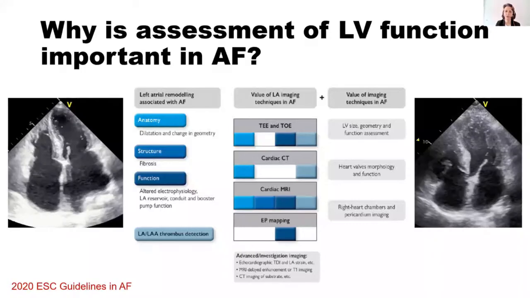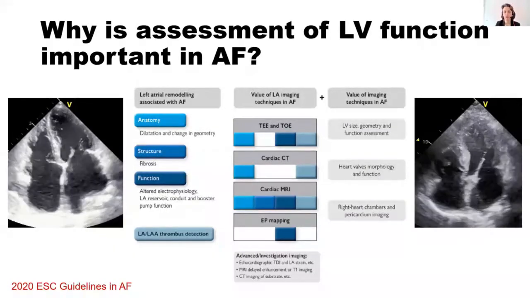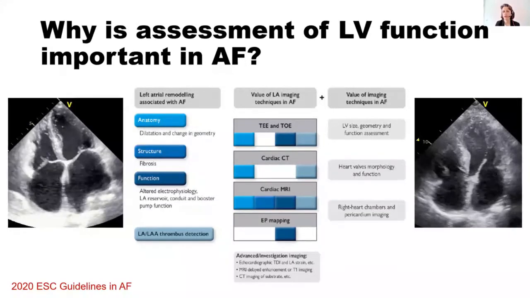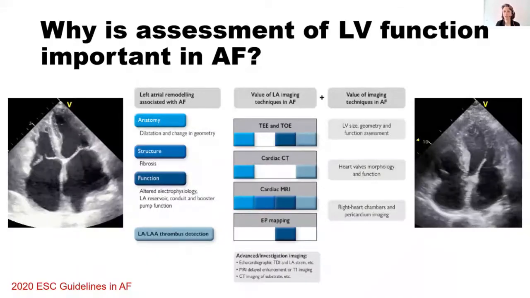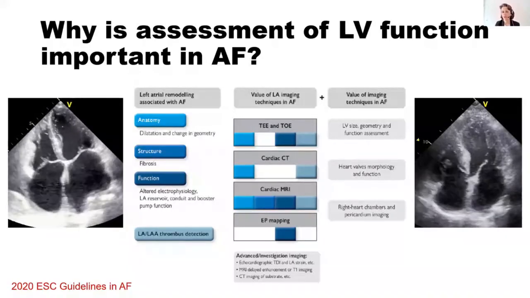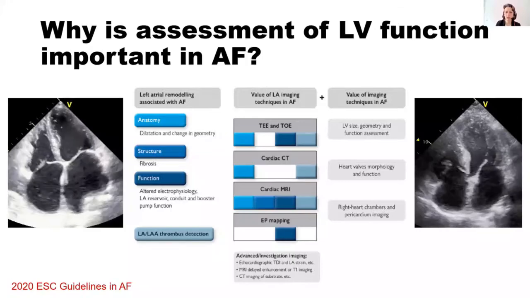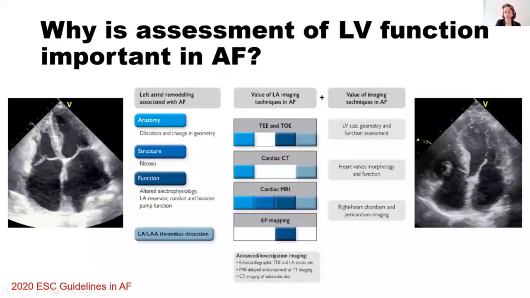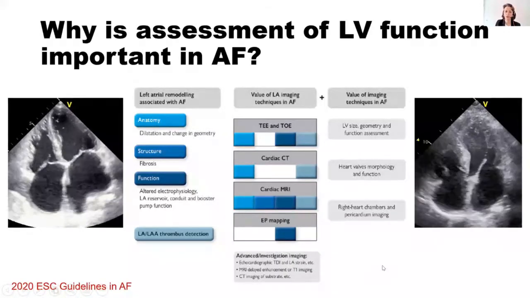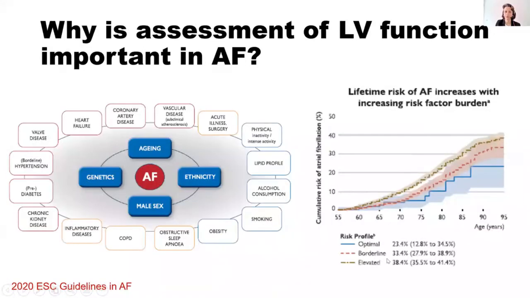But we also need to remember that one of the main factors affecting the remodeling of the left atrium is sometimes the left ventricle. And there are several other causes that can impact on the structure and function of the left atrium, which is just a victim of those entities. And atrial fibrillation is secondary to them. So it's important to assess as well the left ventricular size and geometry, the heart valve morphology and function, and the right heart chambers as well. And this is highlighted in the 2020 ESC guidelines on atrial fibrillation.